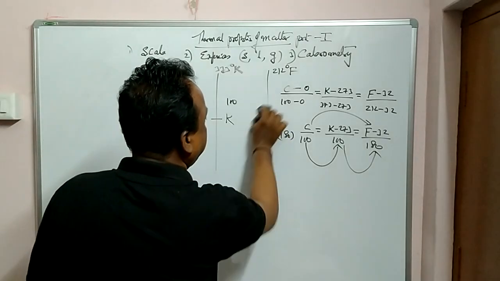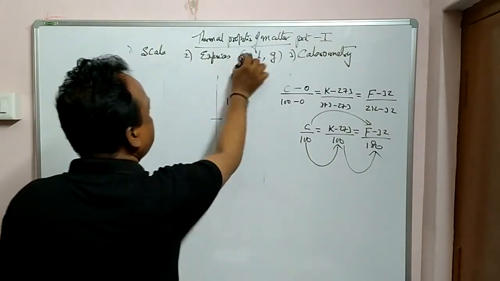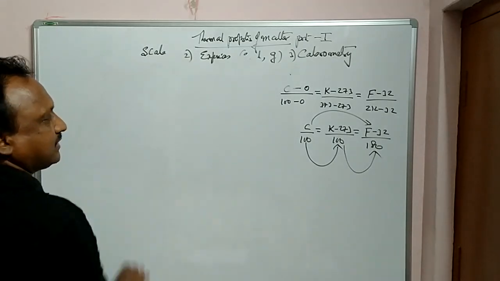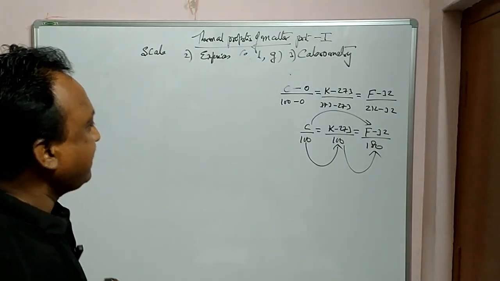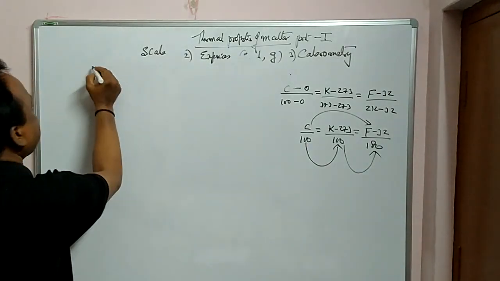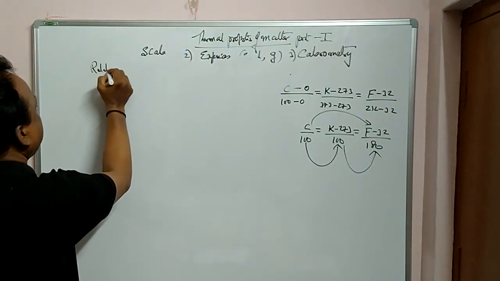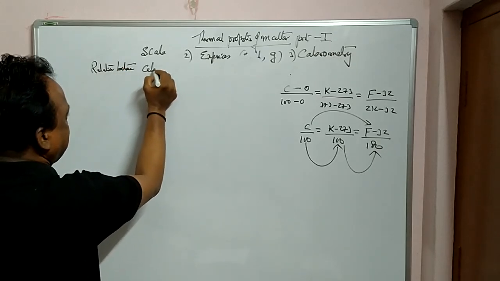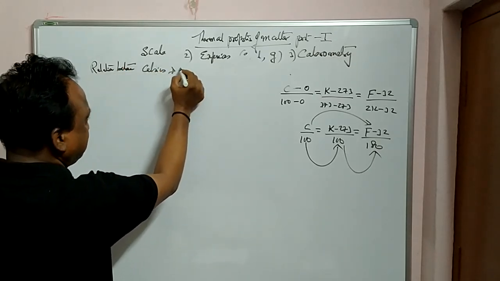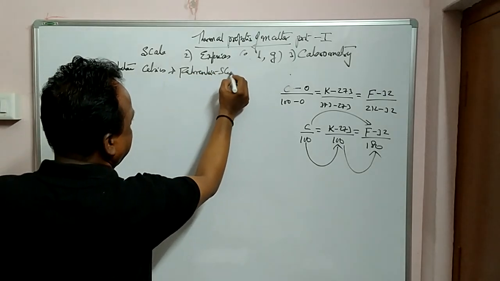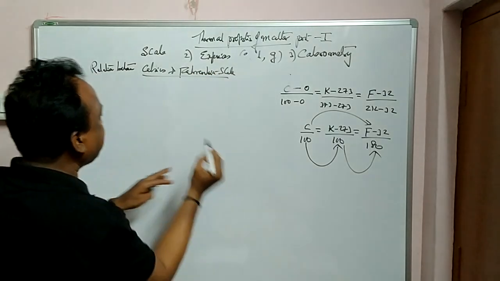We will reduce the formula now. Now the formula becomes in this fashion, that is C by 100. So we will take these two first of all. Relation between Celsius or centigrade and Fahrenheit scale. ఈ రెండింటి మధ్య రిలేషన్ ఎలా ఉంటుంది చూడండి.